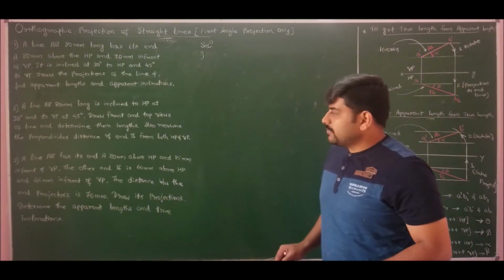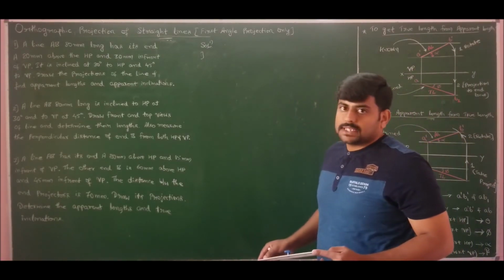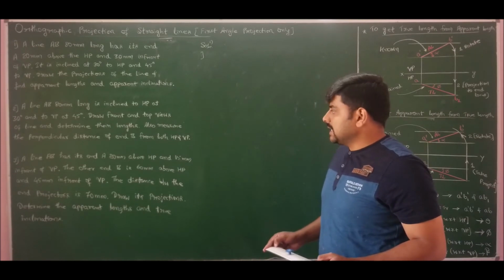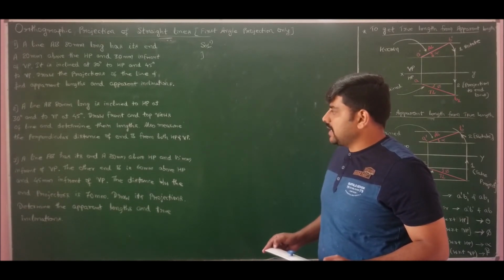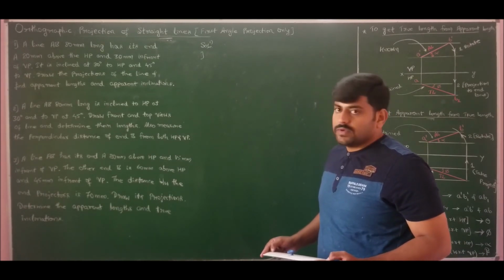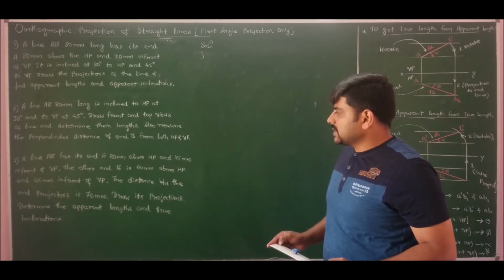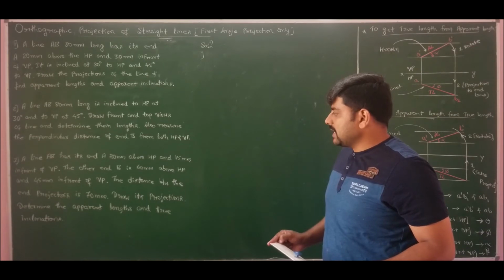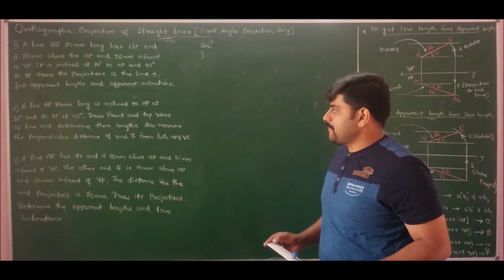Moving for final problem of this lecture, problem number 3 states that a line AB has its end A 20 mm above HP and 15 mm in front of VP. The other end B is 60 mm above HP and 45 mm in front of VP. The distance between the end projectors is 70 mm. Draw its projections, determine the apparent lengths and true inclinations.